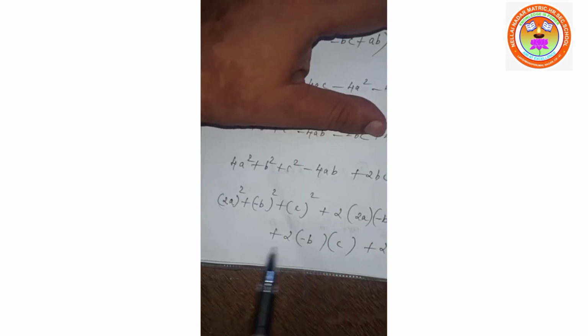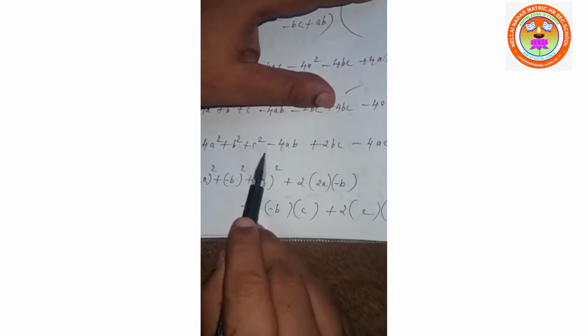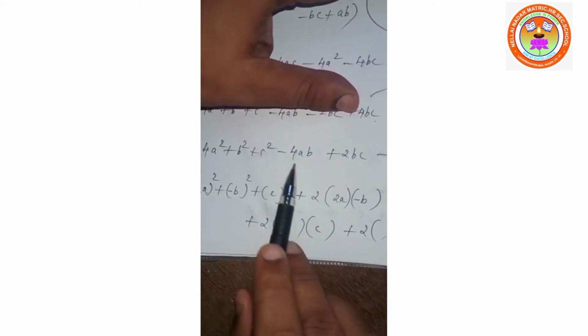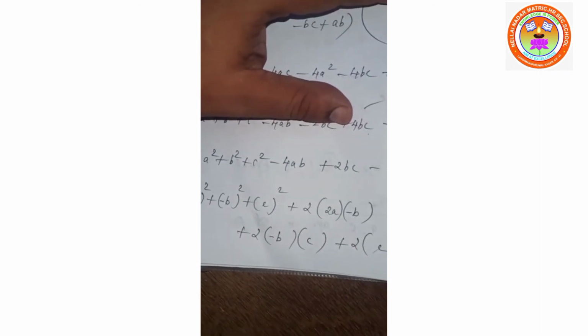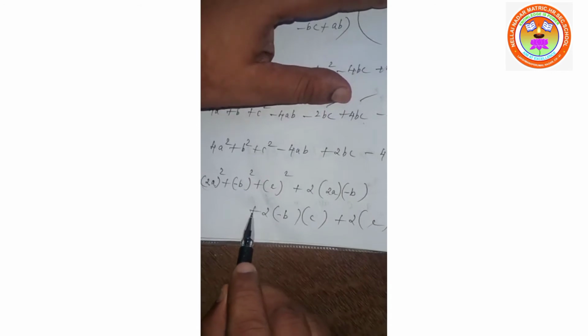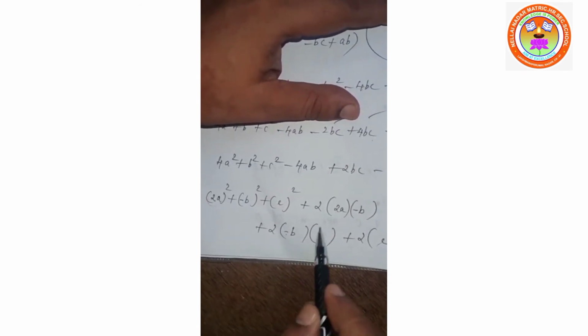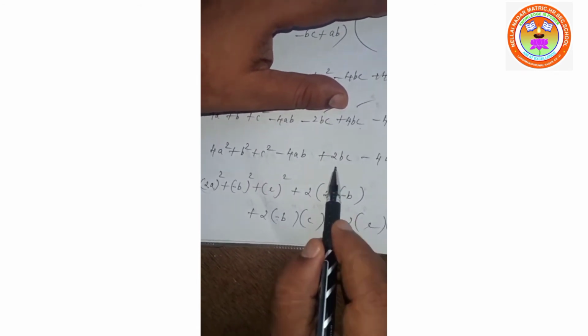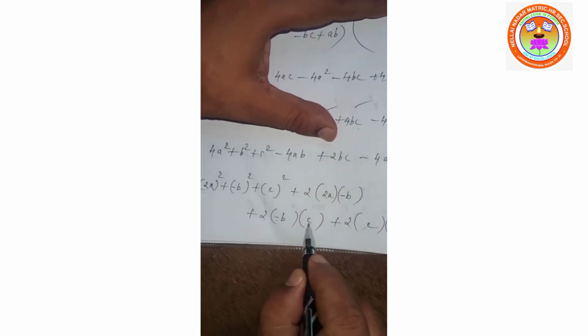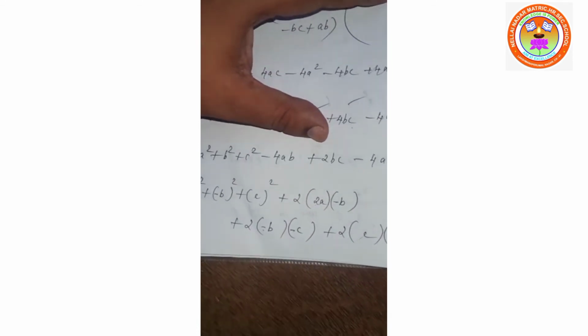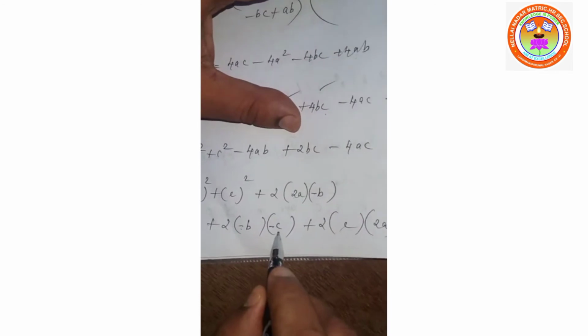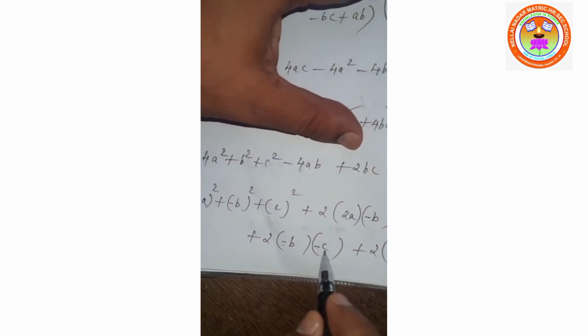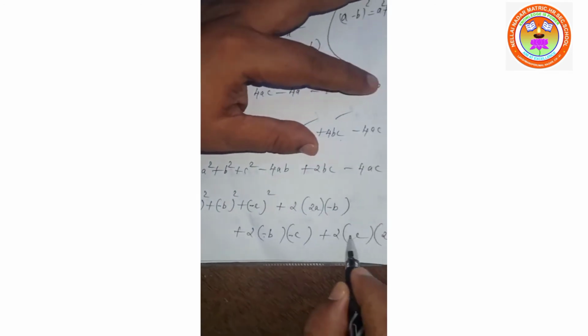Now we can verify. Plus into minus, minus, 2 2s are 4, 4 into a into b, 4ab. Correct. Now plus into minus, minus 2bc, but we have plus 2bc. For getting plus 2bc, c has to be introduced as minus. Wherever c comes, that should be replaced by minus.